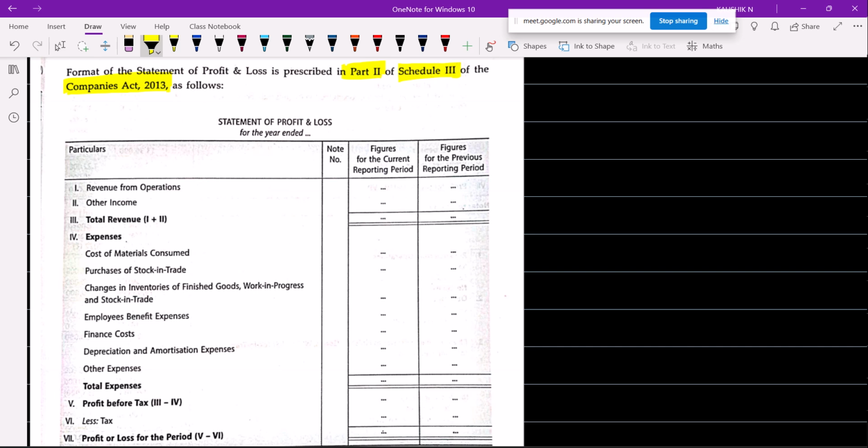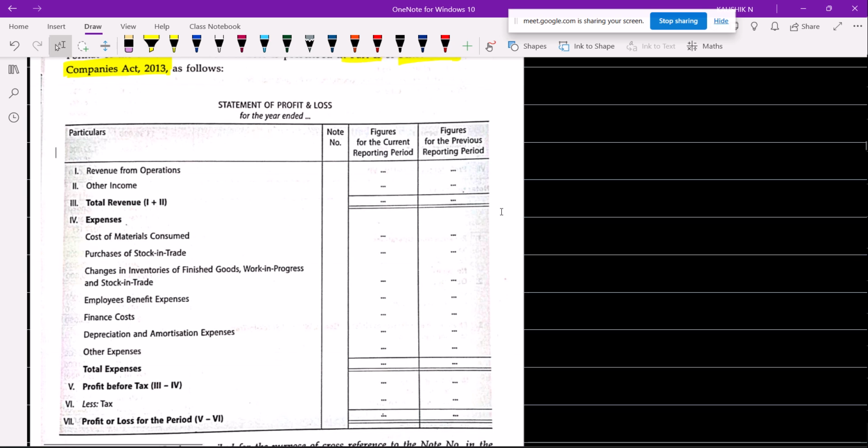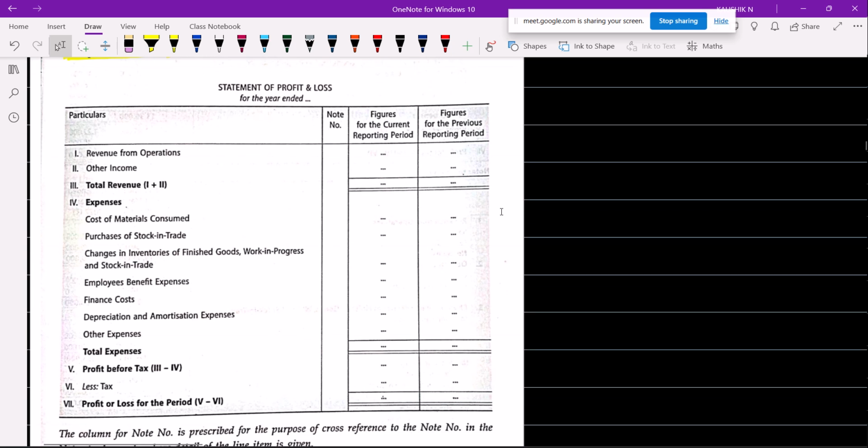Okay, so the format should have the breakup and title properly. Part 2 of Schedule 3 of the Companies Act of 2013. Do it carefully, write down the items carefully, and then prepare the format. We'll discuss the format once it's taken up. Quickly complete the format of your P&L.